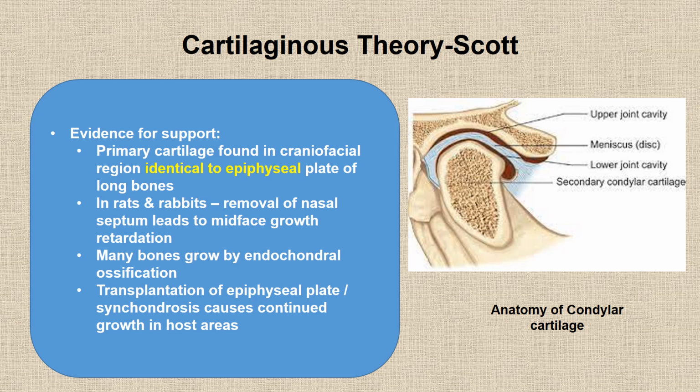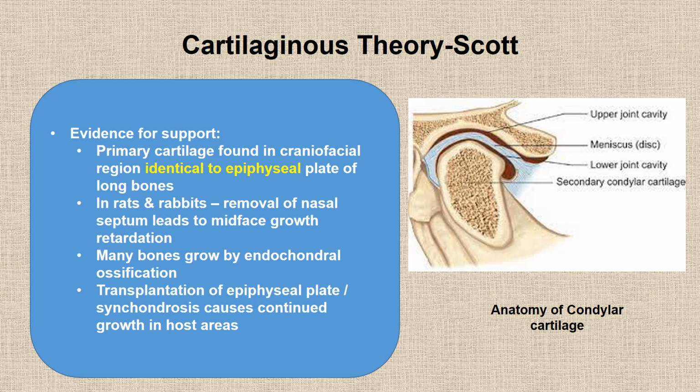Now, what is the evidence that is used to support the cartilaginous theory? The primary cartilage that is found in the craniofacial region, for example, the septal cartilage and condylar cartilage, are found to be identical to the epiphyseal plate of the long bones. Now, the epiphyseal plates of the long bones are the growing centers of the bones.